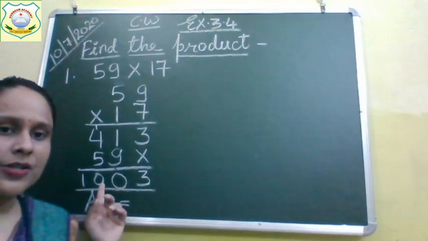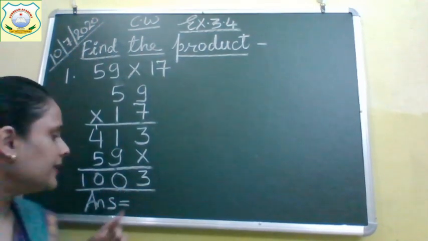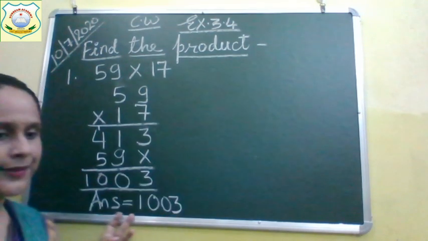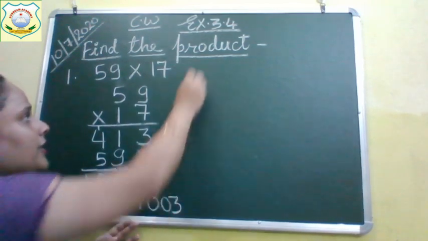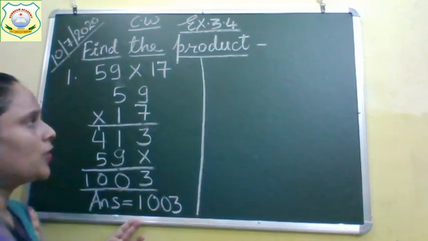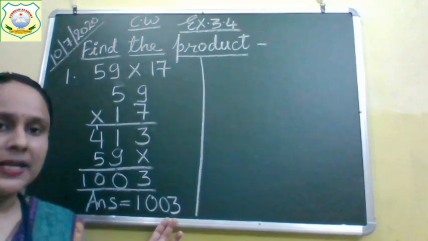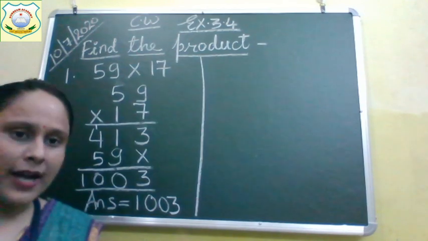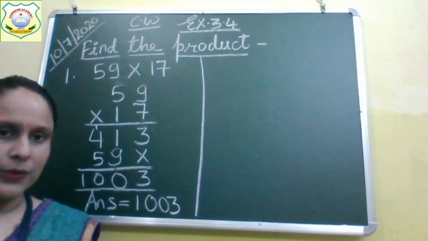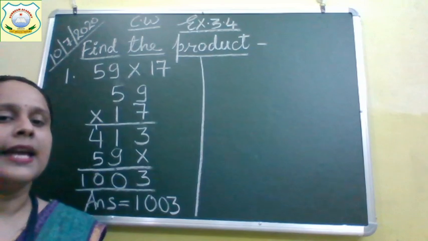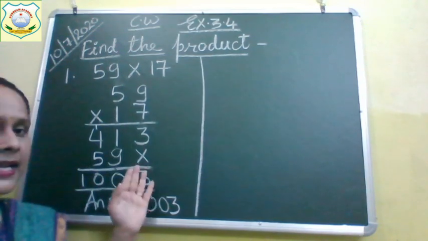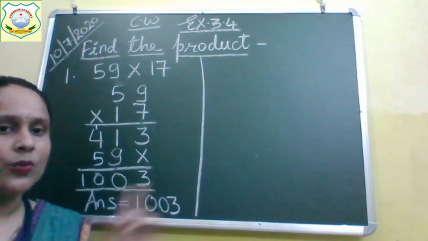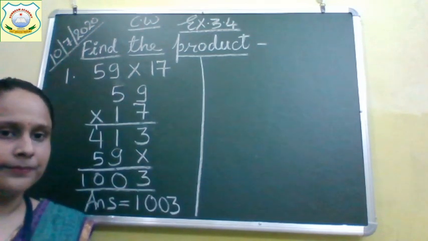So our answer is, read out the number on your own. Read out this number children. Answer is 1003. This is our answer. Now children, suppose you are doing multiplication, then what will you do? You will divide your one page in 4 parts. You will make 4 columns in one page, and in each column you will do one product. One question in one column.